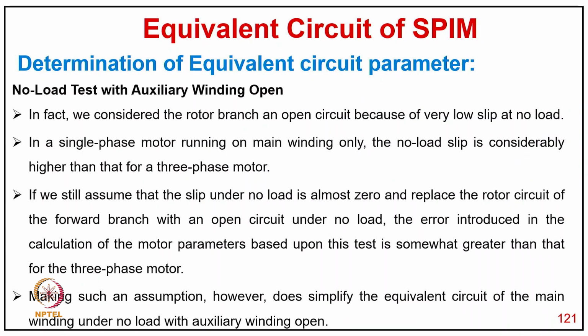Now coming to the no load test, with the auxiliary winding open, exciting only the main winding. We consider the rotor branch as open circuit because of the very low slip at no load. In a single phase motor running on the main winding, the no load slip is considered higher than in a three phase induction motor, but still we assume that the slip under no load is almost zero. So we replace the forward rotor branch with an open circuit under no load, and even though the error introduced in the calculation of the parameters by this assumption is somewhat greater, making such an assumption does simplify the equivalent circuit of the main winding under no load with the auxiliary winding open.